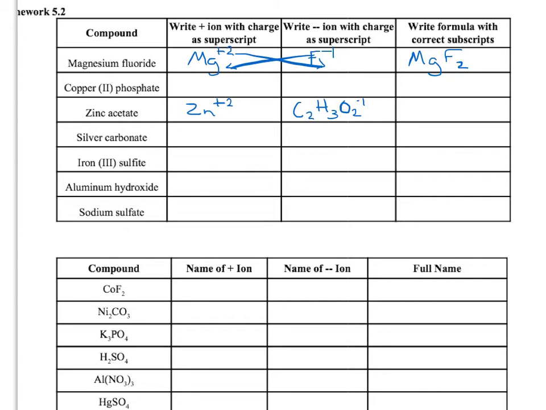We'll have to do the crisscross yet again, so we'll crisscross there, and we're going to get Zn, and this is where it gets a little bit funky. We need parentheses around our acetate, so C2H3O2, and then a 2 on the outside of the parentheses that says we have 2 acetates. So Zn parentheses acetate parentheses 2. And that should be your answer for zinc acetate.